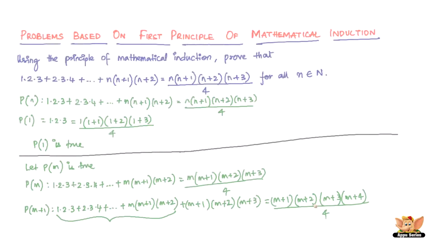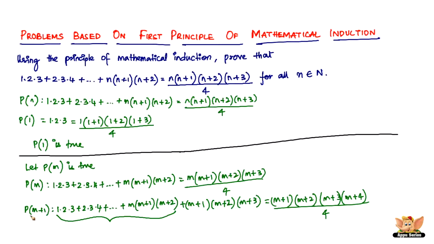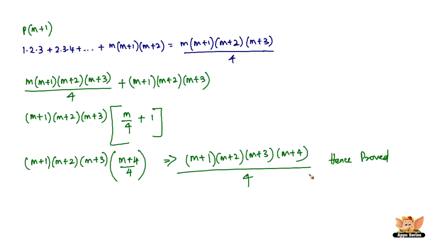If you go back to the previous page, you can see that we had to prove that P of m plus 1 equals m plus 1 times m plus 2 times m plus 3 times m plus 4 divided by 4. Or in simple terms, we had to replace, just see this, in the place of n, there had to be m plus 1. So it'll obviously be m plus 1 times m plus 2 times m plus 3 times m plus 4 divided by 4, which is exactly what we've got here. So therefore, hence proved, and therefore, P of m plus 1 is very much true.